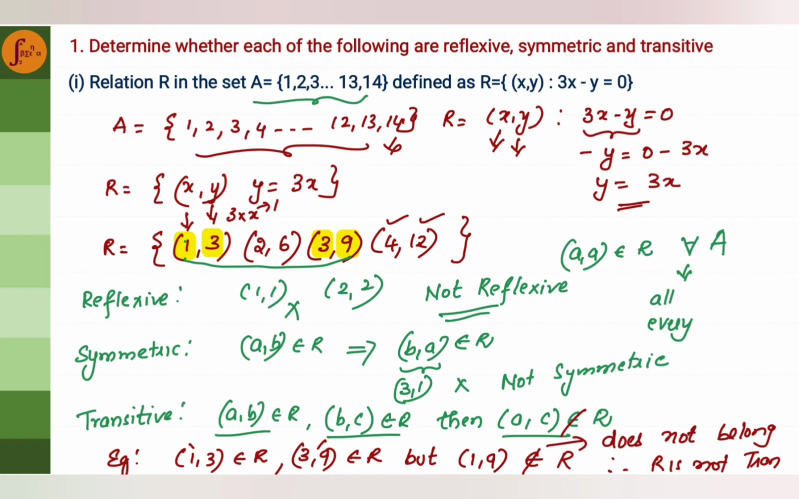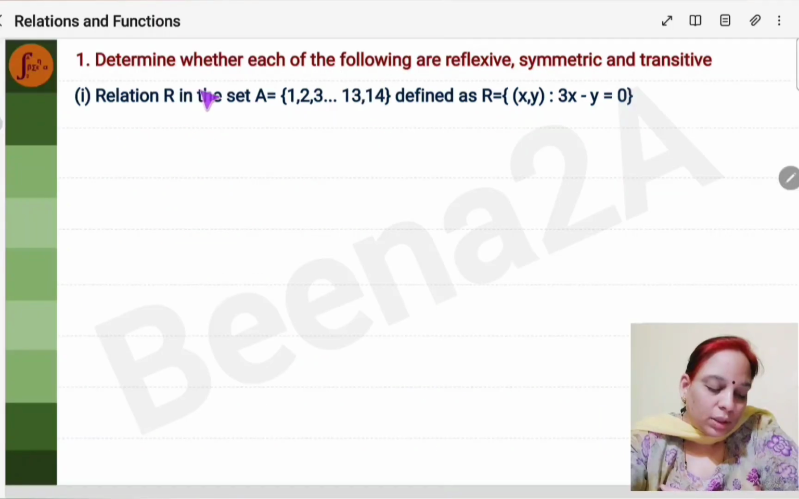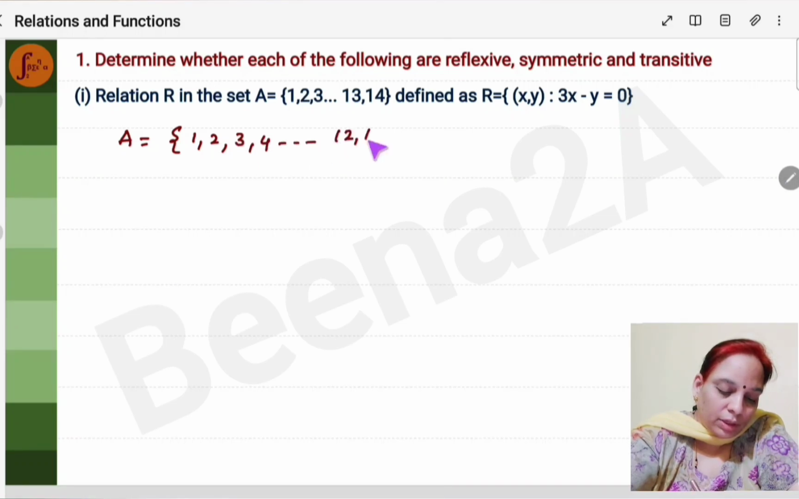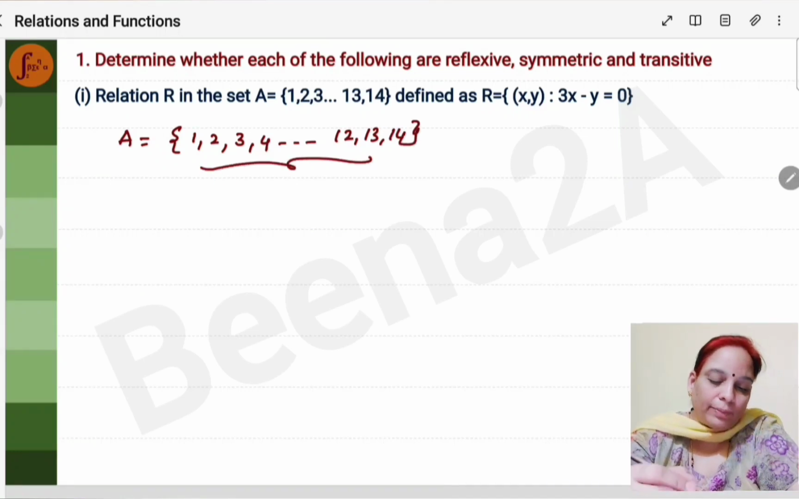Hi students, let's solve the first problem from exercise 1.1. Determine whether each of the following are reflexive, symmetric and transitive. You have set A which goes from 1, 2, 3, 4, up to 12, 13, 14. So there are 14 numbers in set A.